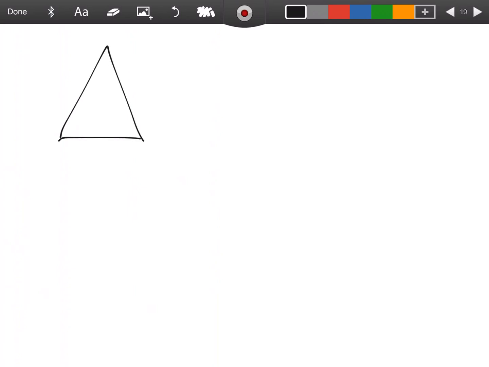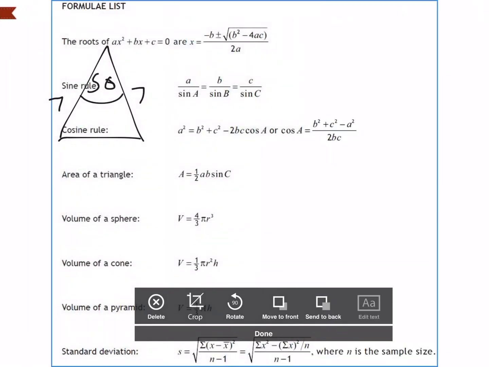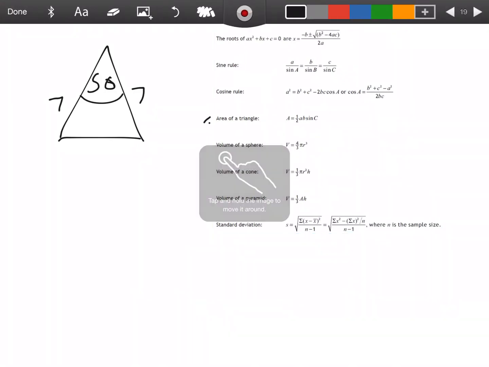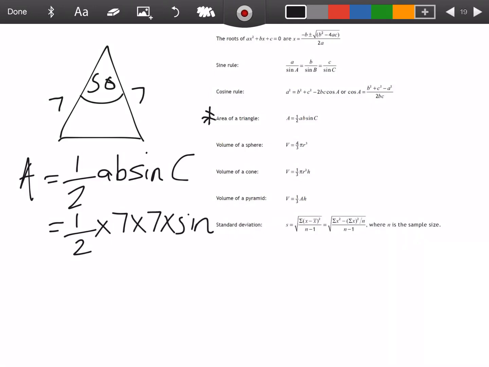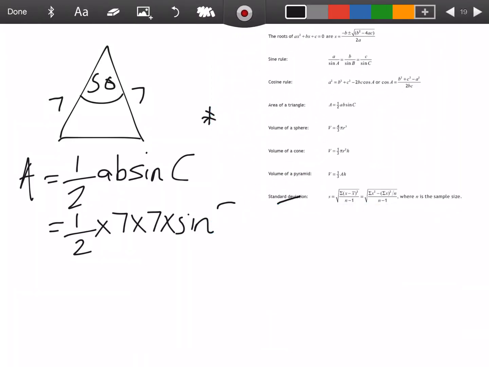Right, we're going to find the area of the triangle first. That was 50 degrees, and both sides were 7. Right, you have a formula list, and one of your formulas shows you how to work out the area of a triangle. The area equals a half AB sine C. A and B are your 2 sides, and C is the angle in the middle. So this is a half times 7 times 7 times sine of angle C. And we're talking about sine of angle C, it's the angle 50.